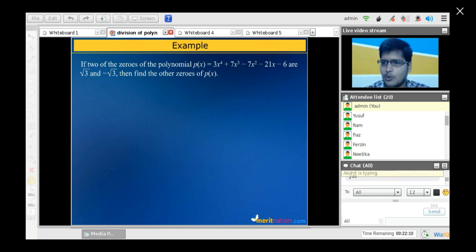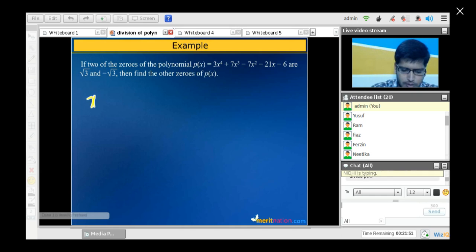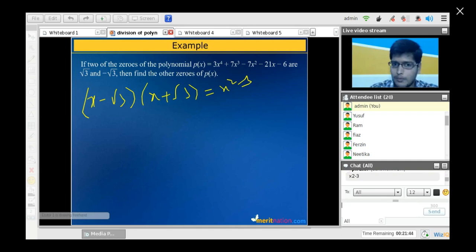What next? How to find a quadratic polynomial, Nidhi? How to find a quadratic polynomial? That is what the question over here. Then divide by P of x. Yes, quadratic polynomial here. Akshat, why am I not getting any answer from you? Okay. Yes, then divide by P of x is Akshat's answer. So if you observe x minus root 3 into x plus root 3, that is nothing but x square minus 3. Now if you divide this P of x by x square minus 3, you will get the remaining zeros as a quotient.